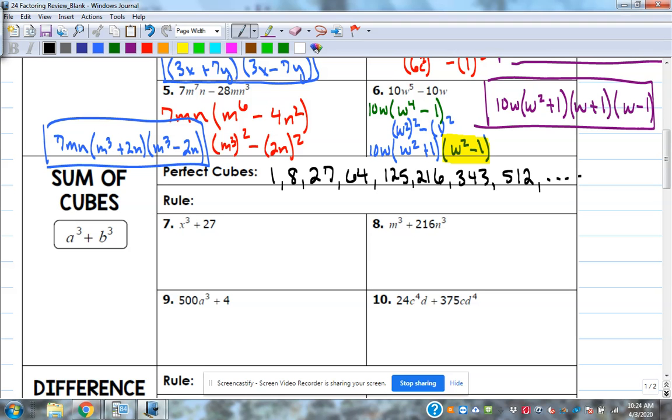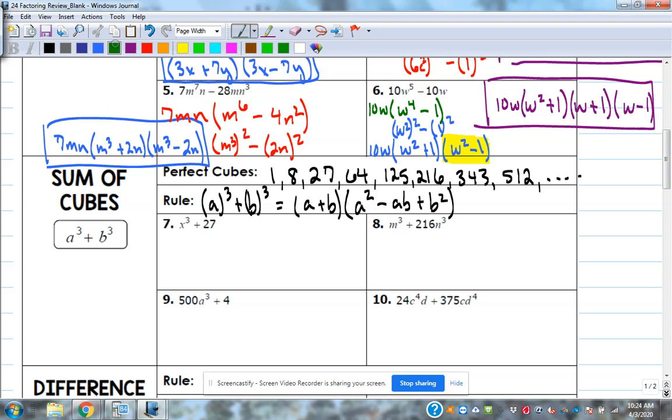But the rule for a sum of cubes is if you can rewrite it as a cubed plus b cubed, so you rewrite it as something cubed plus something else cubed, you get a short factor, a plus b, and a long factor, a squared minus ab, which is the product of the two things that you have, plus b squared. So let's get our sum of cubes here.